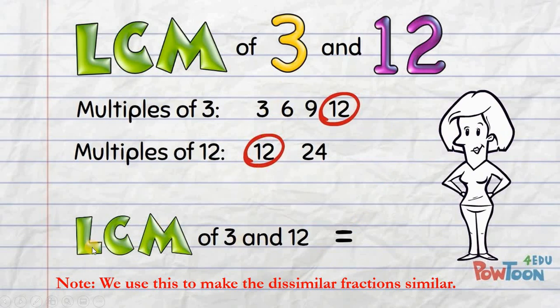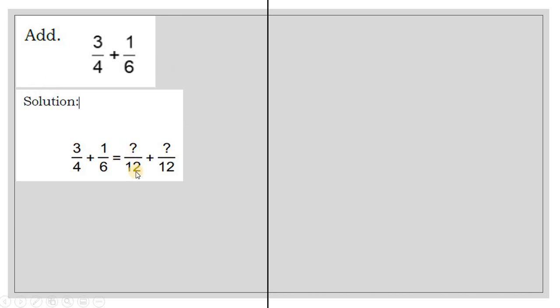Okay? So, note we use this to make the dissimilar fractions similar. Now, let's add 3/4 plus 1/6. Okay? So, what is the LCD of 4 and 6 or the LCM of 4 and 6? That is 12, diba? Okay, so 12. So, 4, 8, 12, 16. 6, 12, 18. So, the least common multiple of 4 and 6 is 12.